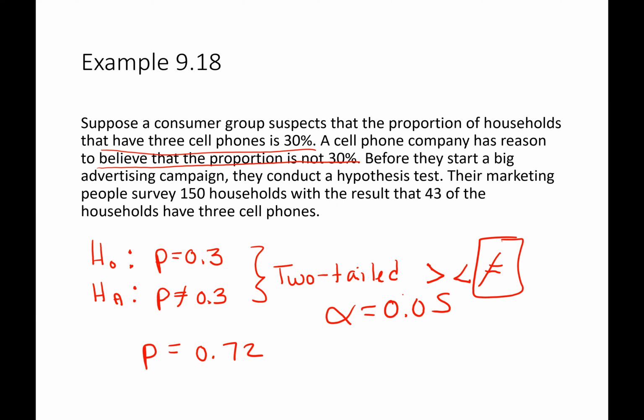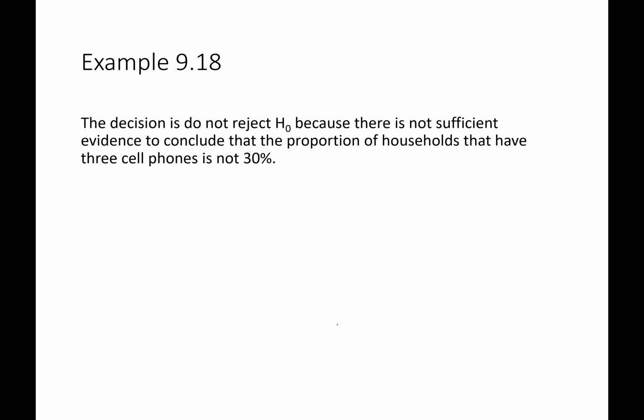That's huge. So can you reject the null hypothesis? No, you cannot reject the null hypothesis. That p-value is so big, there is not evidence to show that it's not 30%. So based on the sample that you've taken, there's not sufficient evidence to say that the proportion is not 30%. So you do not reject the null hypothesis because there's not sufficient evidence to conclude that the proportion of households that have 3 cell phones is not 30%. Your sample evidence didn't support that at all.